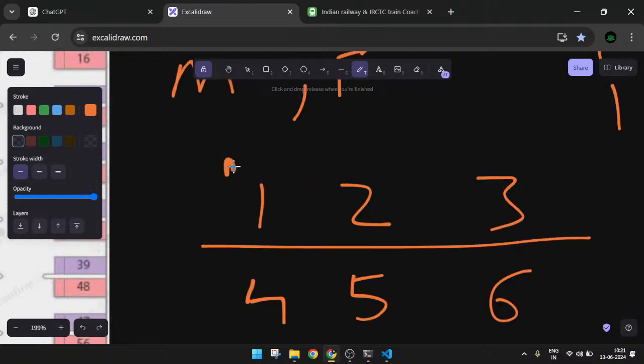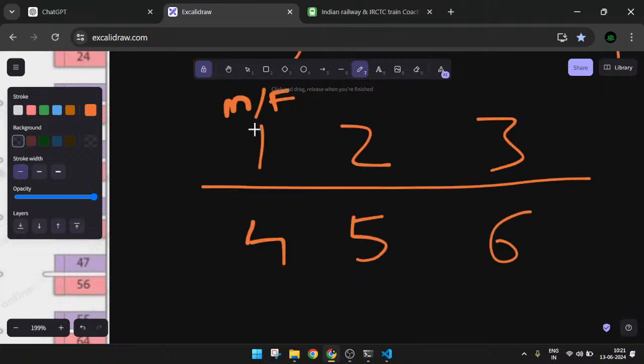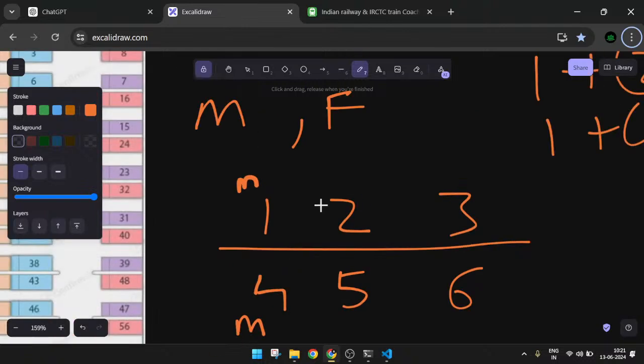So what I'll do is male and female. If there is a male here, there need to be... Oh no, I was trying to do the opposite by mistake, but it's okay. There should be a male here. Okay. And what about the adjacent side? Does IRCTC allow adjacent?